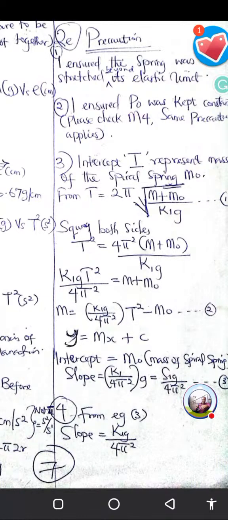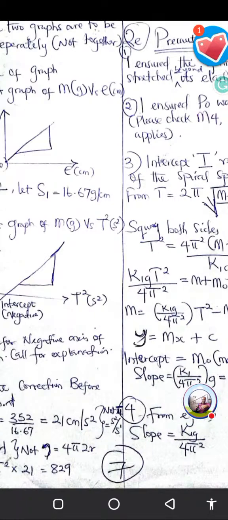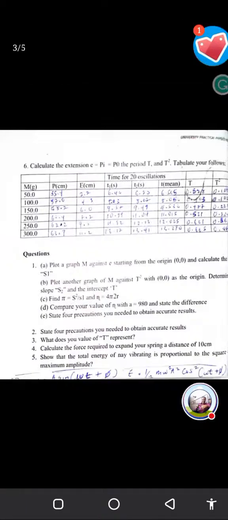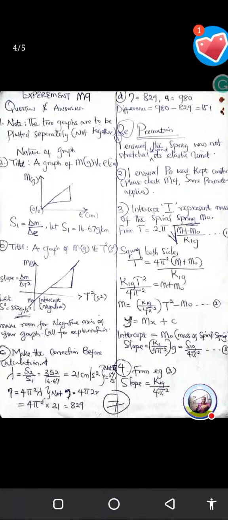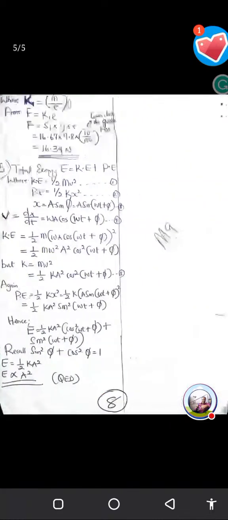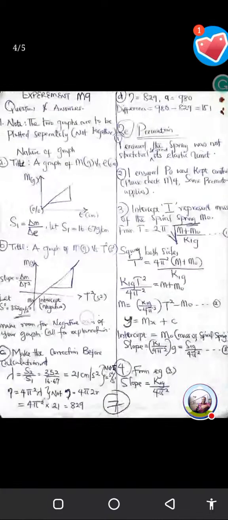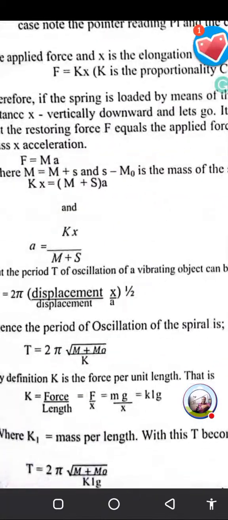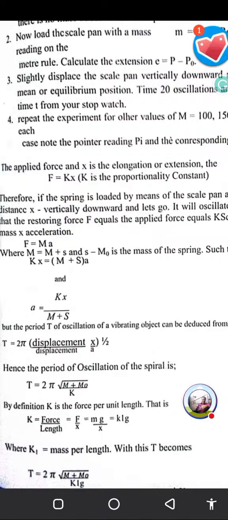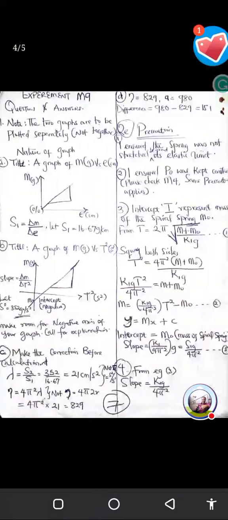Of course we have this. So question 4 says, calculate the force required to expand your spring a distance of 10 cm. Okay, so we take question 4. Now we said we are using the formula slope equals k1g over 4 pi square. Now k1, if you look at the derivation from the beginning, if you go through these parts, you can learn more there about how k1 was derived. So you can go back on your own to check how k1 was derived.